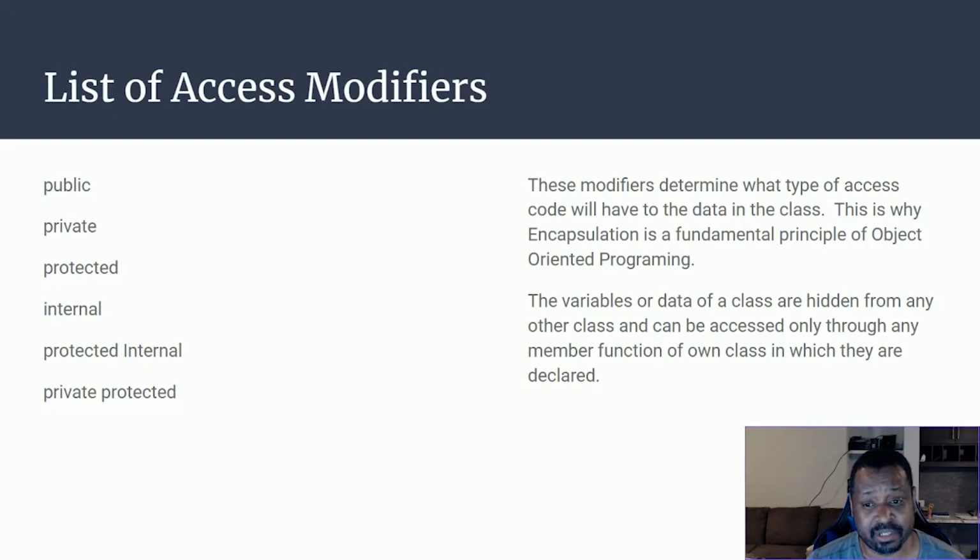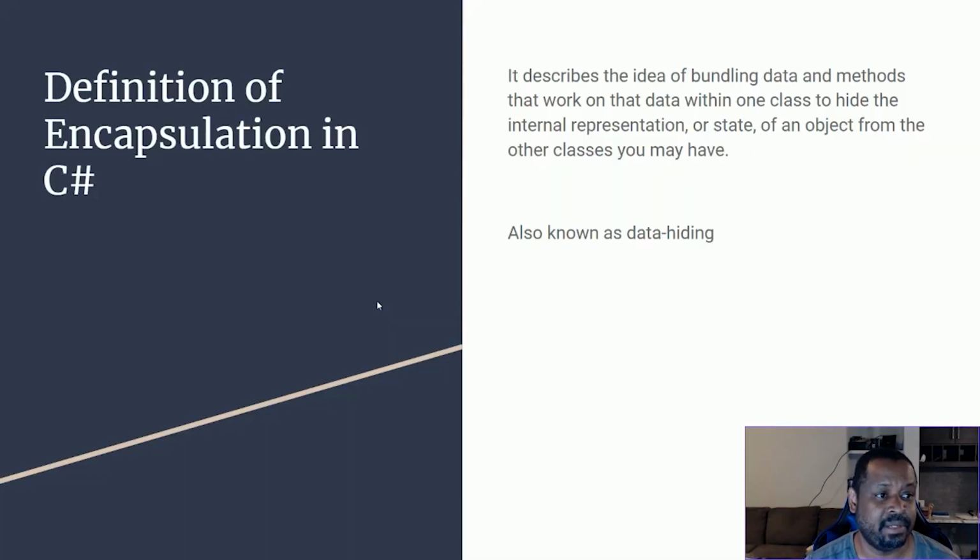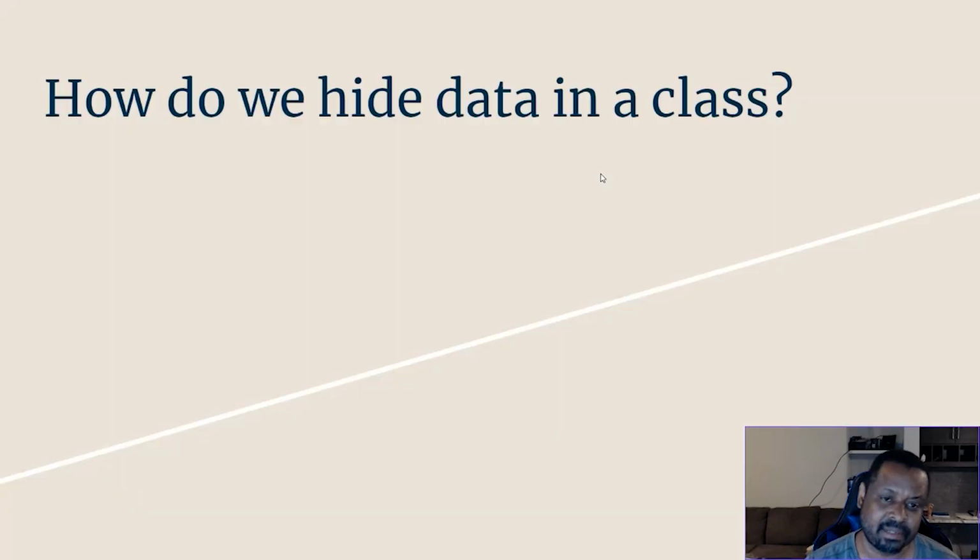This is why encapsulation is a fundamental principle of object-oriented programming. The variables or data of that class are hidden from any other class and can be accessed only through any member function of the own class in which they are declared. Meaning, if we don't make it accessible, no other code can get to it unless we say it can. And when we go back to this slide, it describes the idea of bundling data and methods. That's all that means.